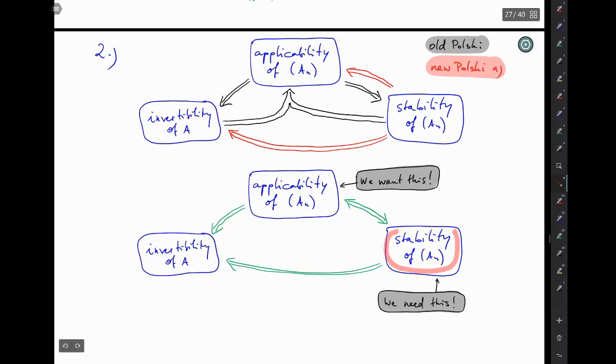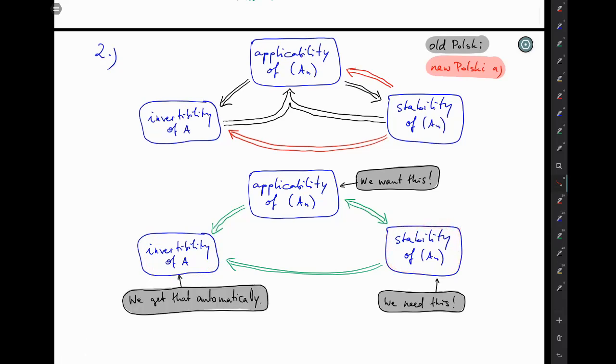Now stability on its own is the key. We don't need invertibility anymore. We don't need to make sure the operator is invertible. If we have stability, then we get that automatically. Okay, so invertibility of A is no longer an additional condition that is independent of stability. No, it is part of stability.